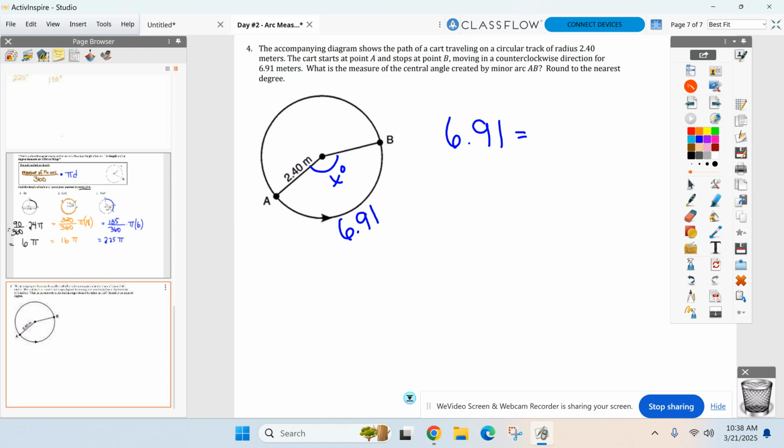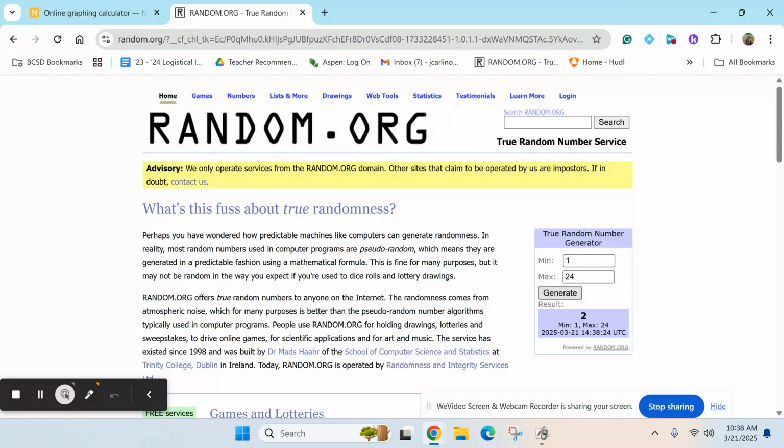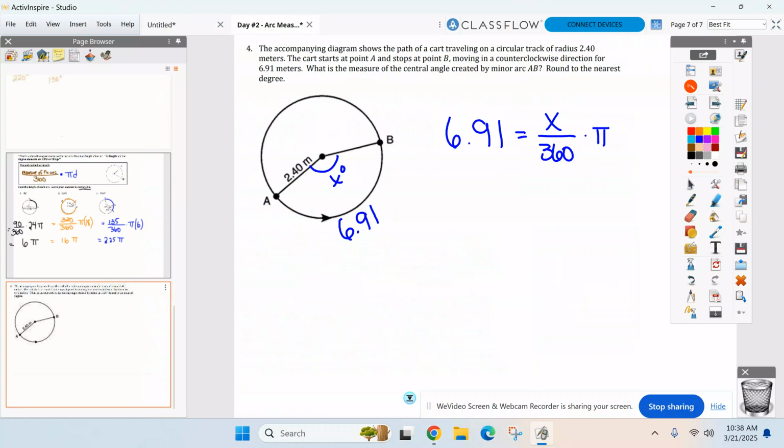The measure is equal to the central angle we're trying to find, right? So that is going to be my x over what? 360 times pi. What's my diameter here? Aylin? 4.8. Thank you. All right. Everyone all right with the setup? Because here's where you got to get your algebra pants on. Everyone's good with the setup?